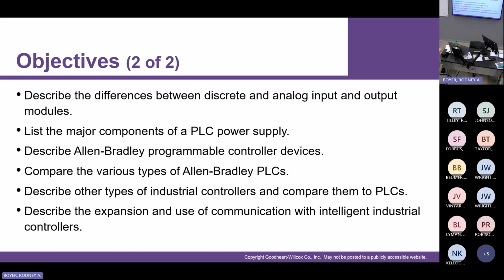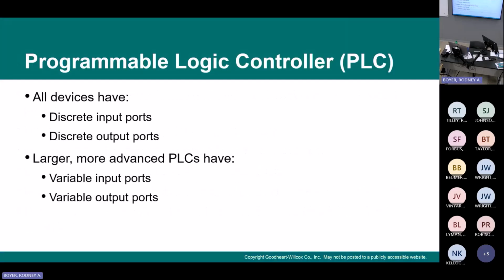Describe the expansion and use of communication with intelligent industrial controllers. So, this is on the quiz. All PLCs have discrete input and discrete output. The larger, more advanced PLCs have variable input ports and variable output ports. That used to be the case. Now you can even get little bitty ones, the El Cheapos with analog, which is what the variable is.